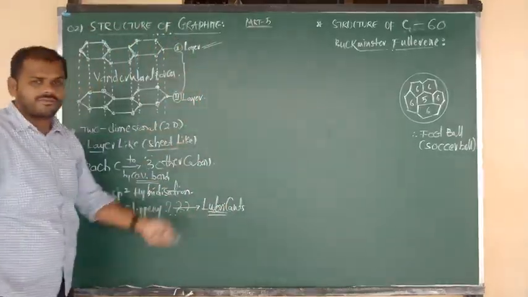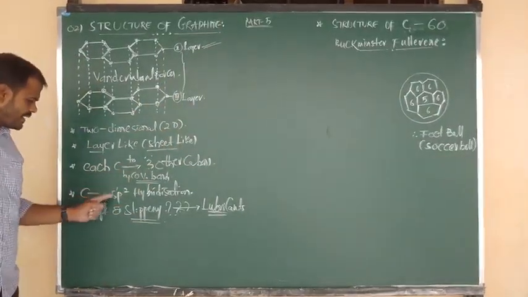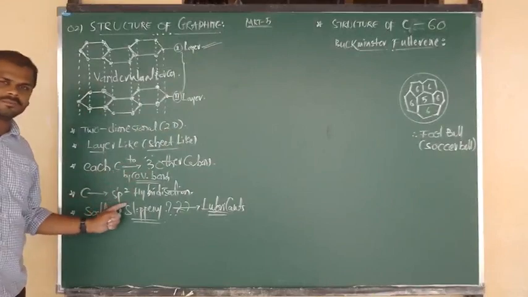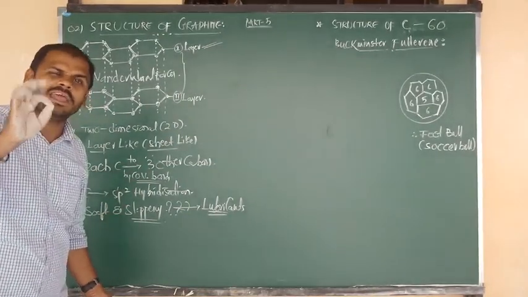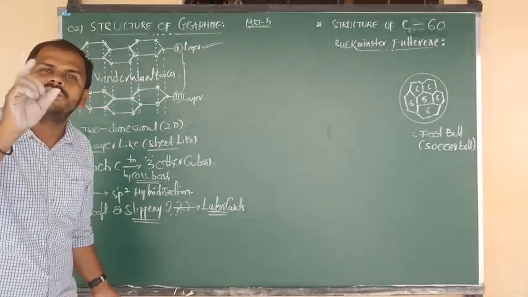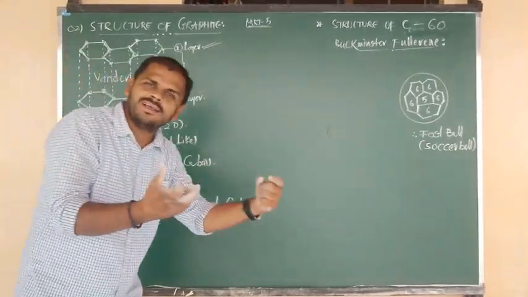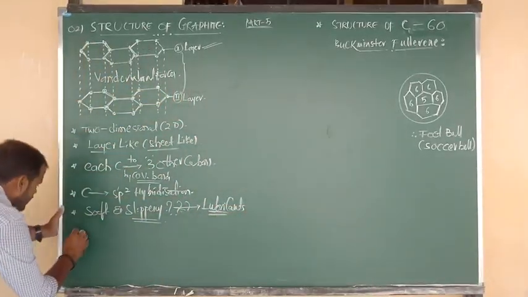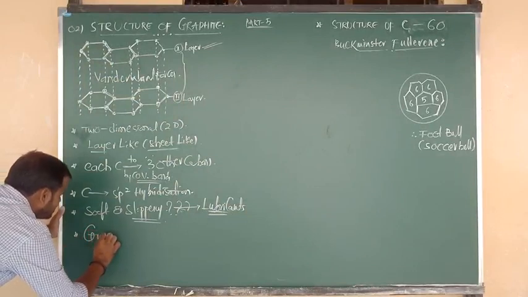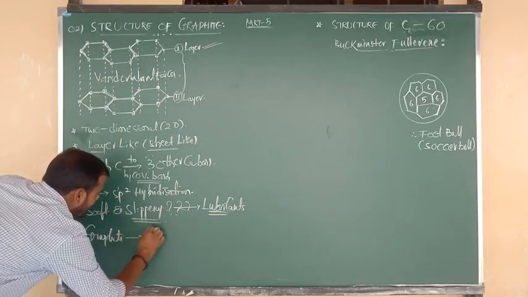But in case of graphite, each carbon is connected to 3 surrounding carbons. So 1s orbital, 2p orbital, only 3, but carbon valency is 4. So we can say each carbon contains one free electron. Such a free electron is responsible to carry the current. So graphite is nothing but what? Good conductor. So graphite is a good conductor of electricity.